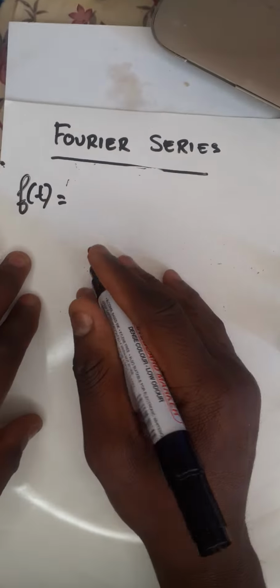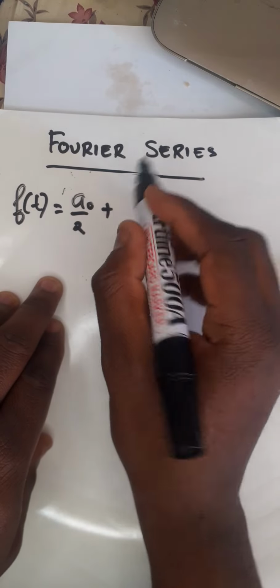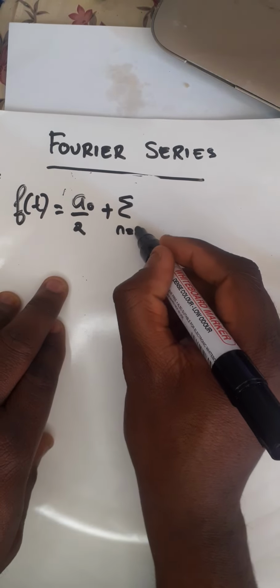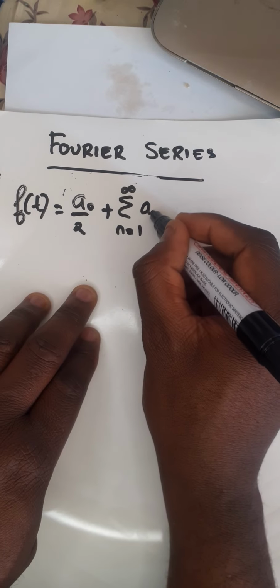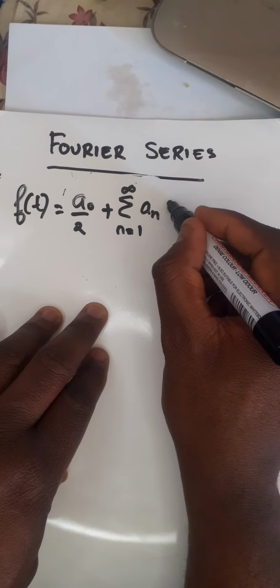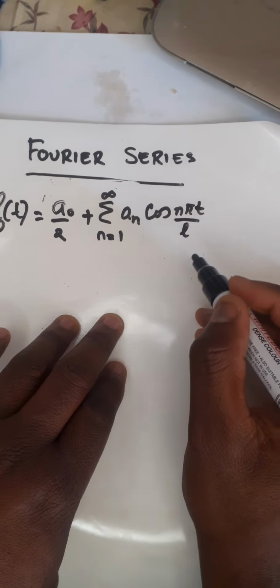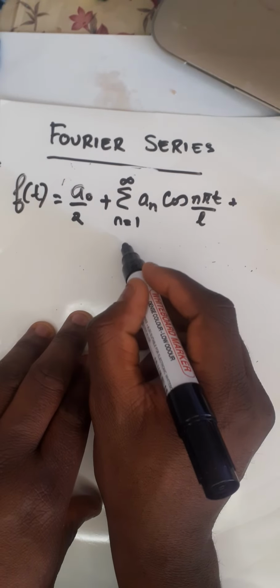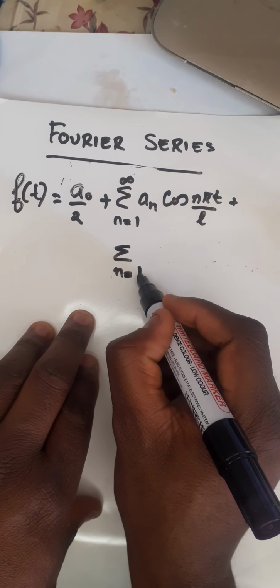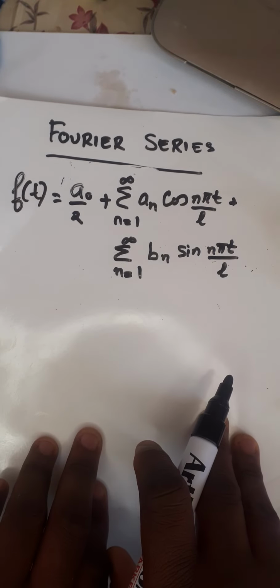By definition, f of t is equal to a0 divided by 2, plus the summation n starting from 1 to infinity of a_n, and a always goes with cos, cos of n pi t divided by L, plus the summation from n equals 1 to infinity of b_n sine n pi t over L. Please, you have to know this by heart.